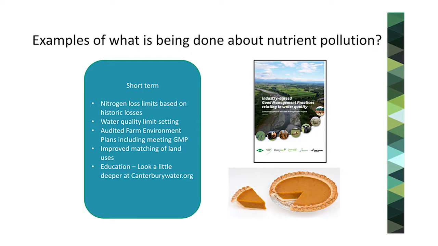Many farms are required to have farm environment plans. These are linked to consents. Their farm environment plans cover not only those nitrogen loss limits, but they require farms to operate at good management practice. This covers things such as water, nutrients, riparian, effluent, soil management. And the farms are independently audited, and more than 3,000 of them have been done to date.